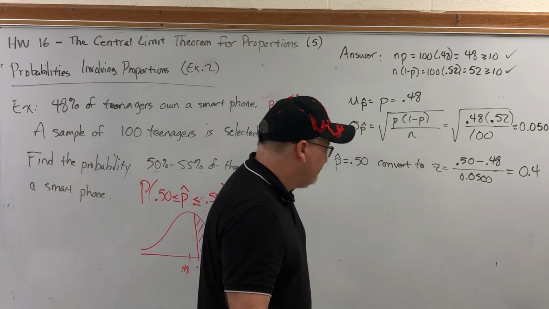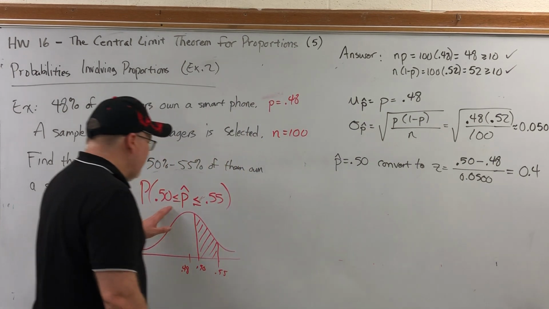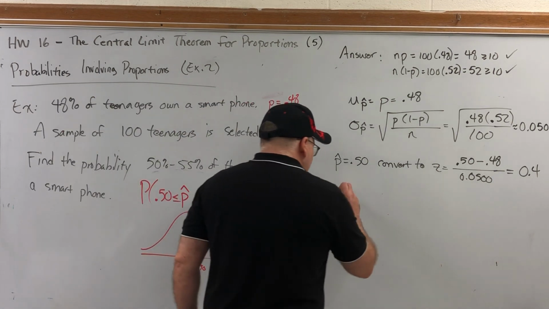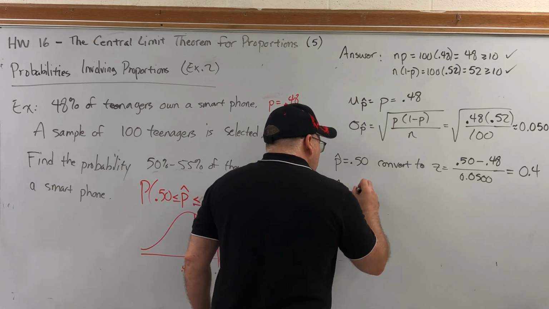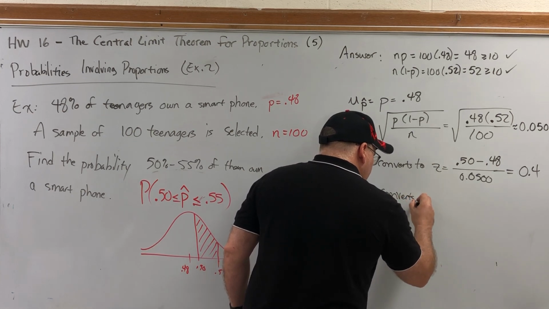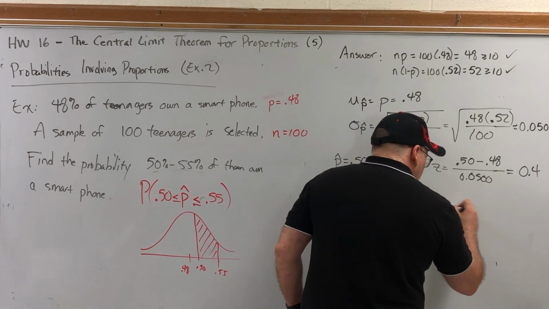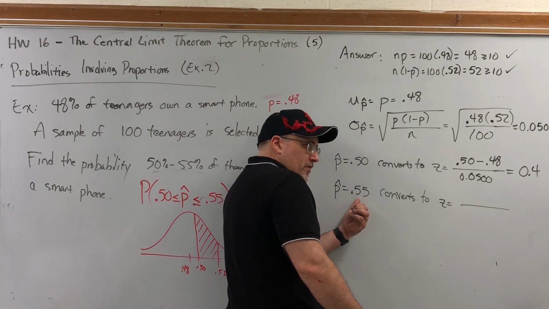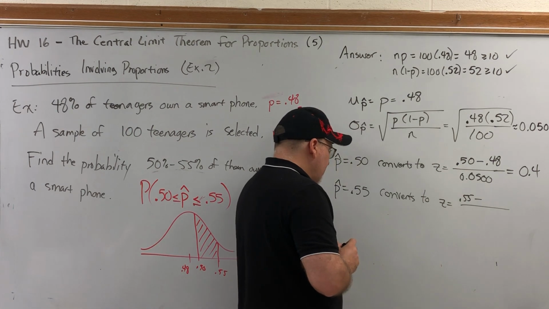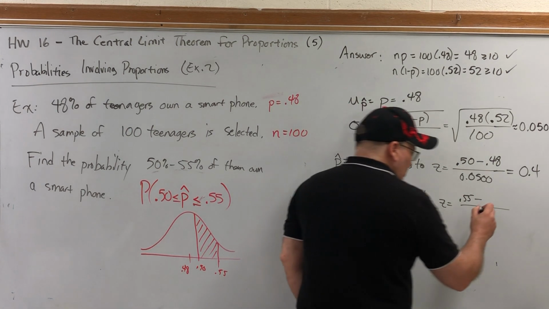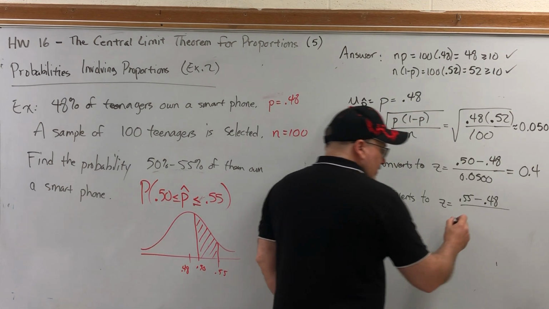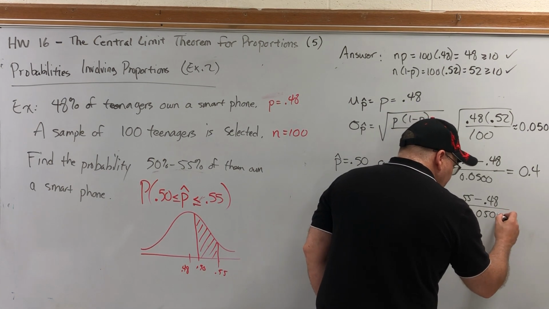But it's 0.4. But we also have to convert the other p hat value that we're comparing p hat to, and that would be 0.55. So p hat equals 0.55 converts to z equals the p hat that we're converting, which is 0.55, minus mu sub p hat, which is still 0.48, over sigma sub p hat, which is still 0.0500.